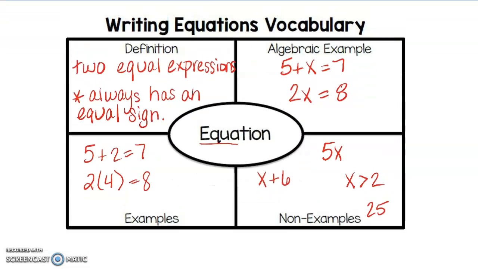All right, so for the notes today, we are going to be explaining two different definitions, one of equation, one of expression. So I want you to go ahead under the definition box, you're going to write that an equation is two equal expressions, and that an equation always has an equal sign. For me, that's easy to remember because the word equation kind of begins with the word equal. So I know it helps me remember that there's two equal expressions and it always has an equal sign.